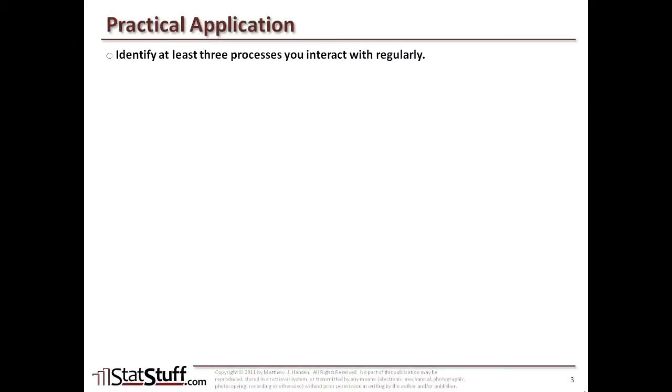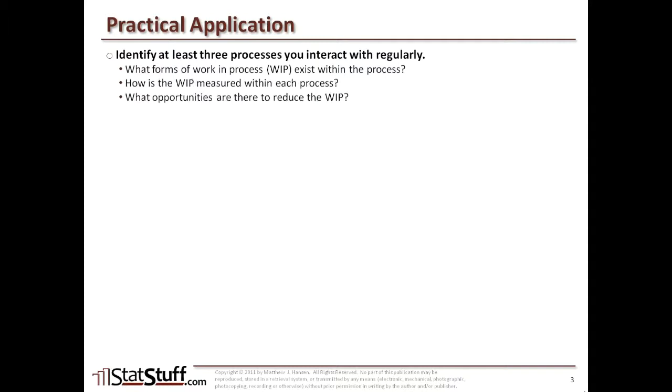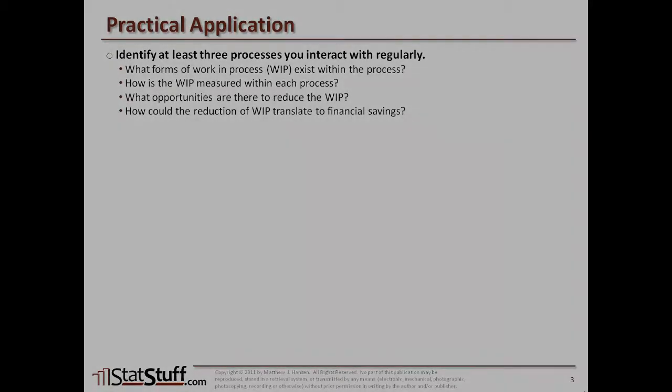All right, before we close this lesson, let's discuss how we can apply some of these concepts in a practical way. What I'd like you to do is try to identify at least 3 different processes that you interact with regularly. For each of those, ask what forms of work in process or WIP exist within those processes, and how is that WIP measured within each process, and what do you think the opportunities are in order to reduce that WIP within each process. And if you could reduce it, then what would that translate to from a financial perspective?